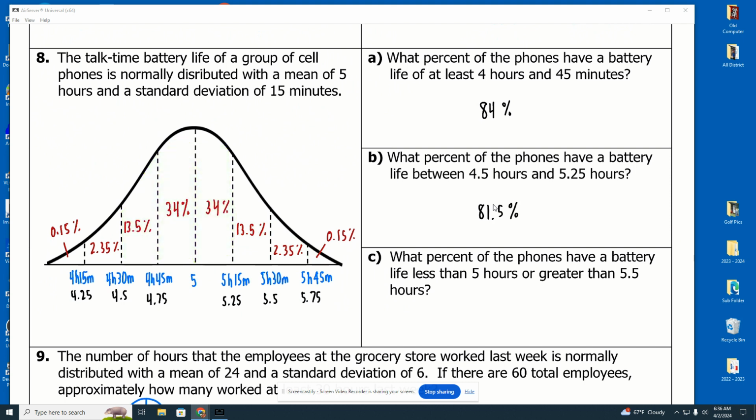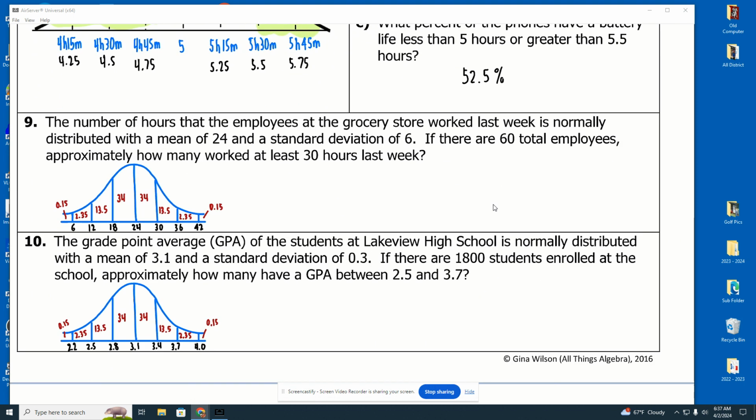And then the last one for this particular question, what percent of phones have a battery life of less than 5 hours? So remember, less than 5 hours is from the very middle over. That's 50%. But also greater than 5.5. Well, 5.5 is this 2.35 plus 0.15. That's 2.5%. So 50 plus 2.5 is 52.5%. Okay? Hopefully you guys did well with that. We're going to move on.